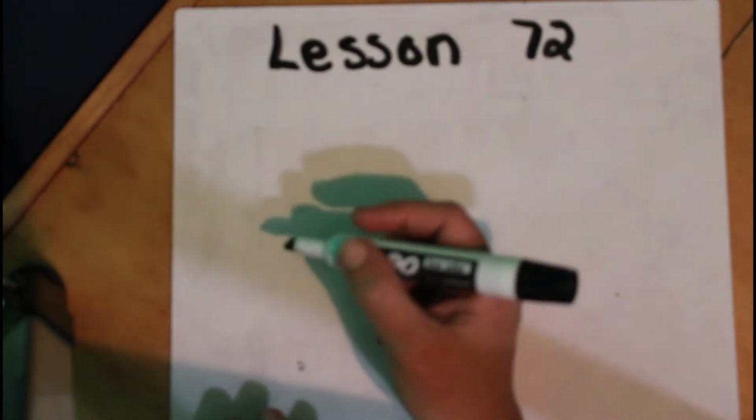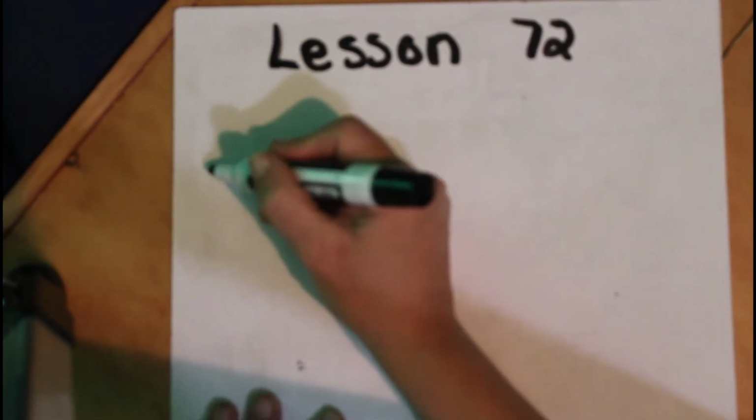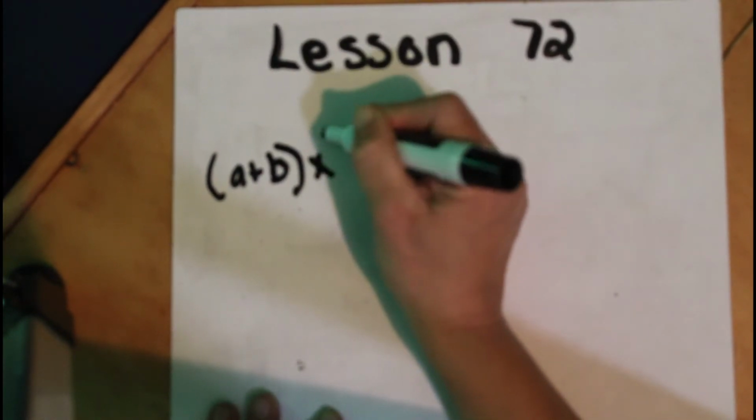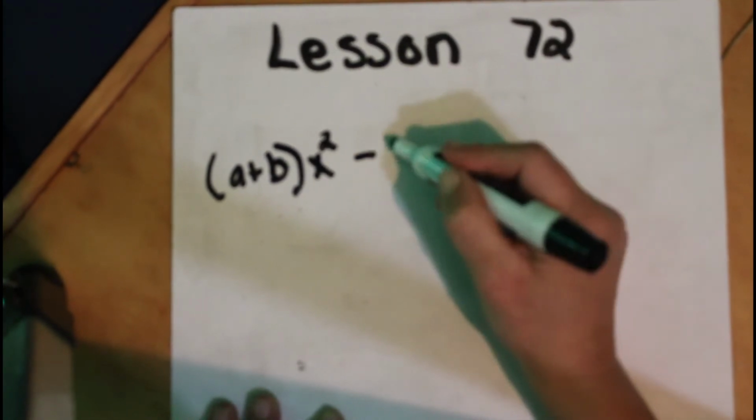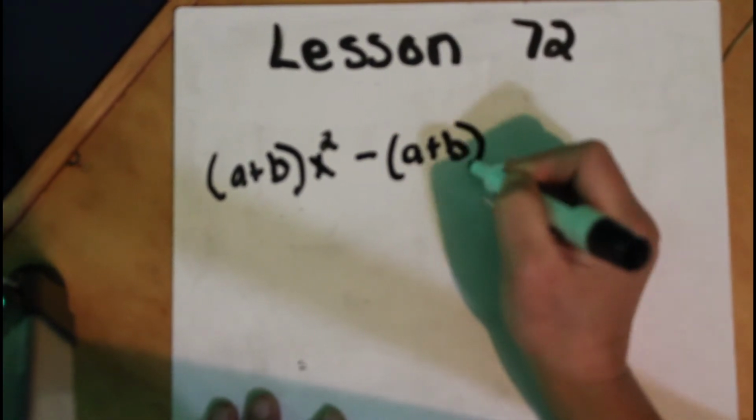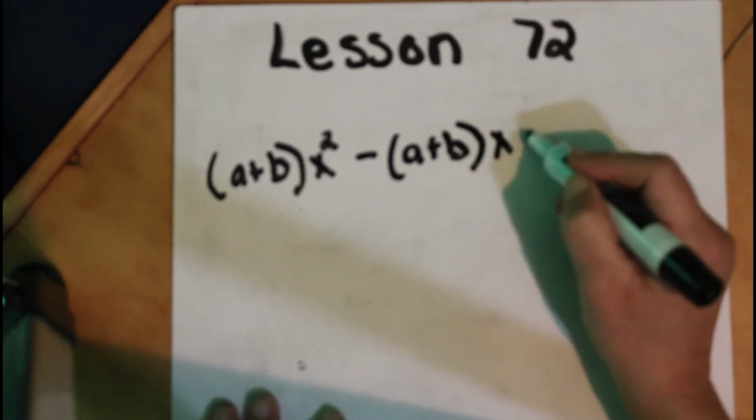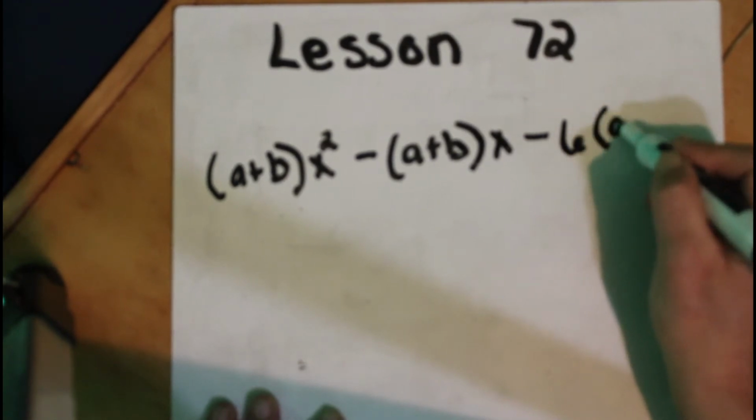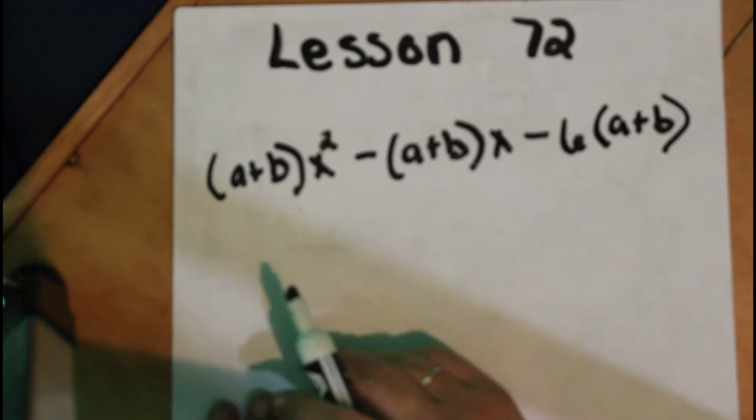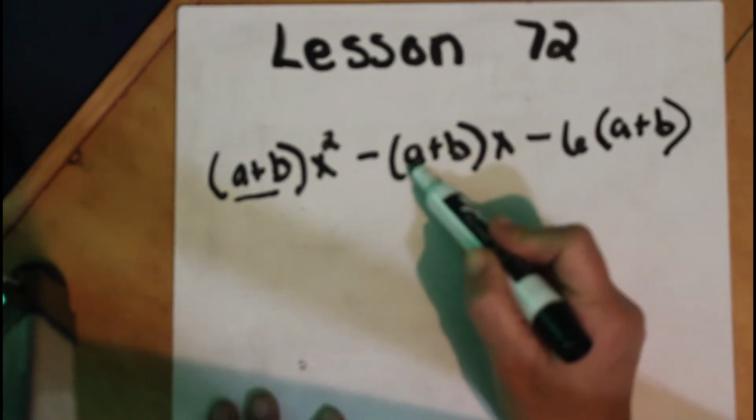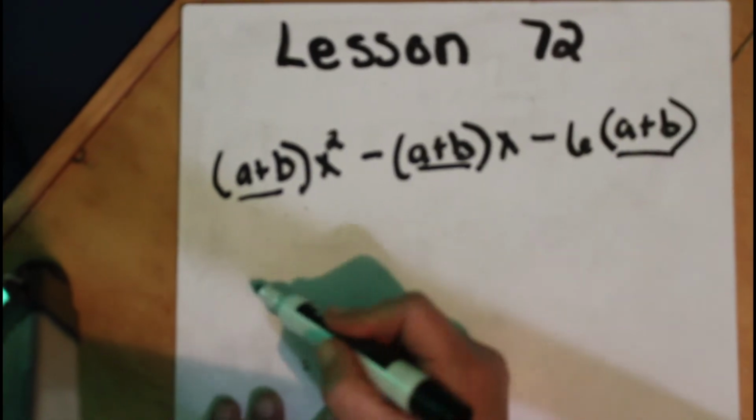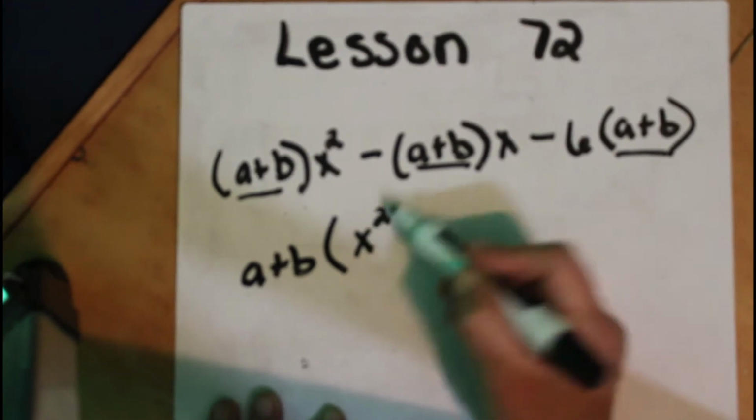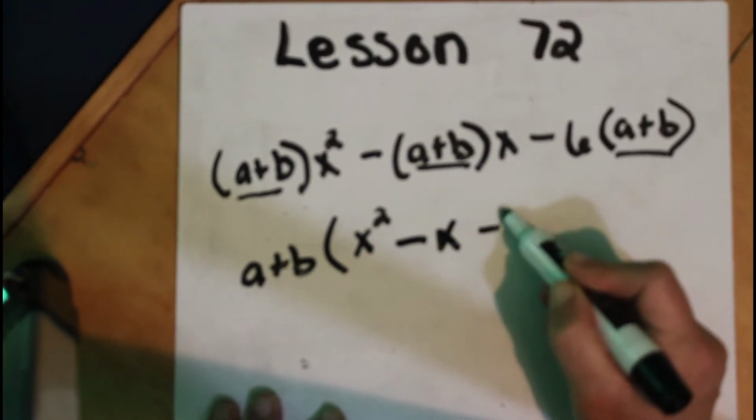So the first example they give you is, we've got parentheses and it says (a + b) times x squared, minus (a + b) times x, minus 6 times (a + b). So first we have to factor out the common factor, and we'll notice that the common factor is a plus b. That's in all three of these terms. So we're just going to pull a plus b out, and then we're left with x squared minus x minus 6.